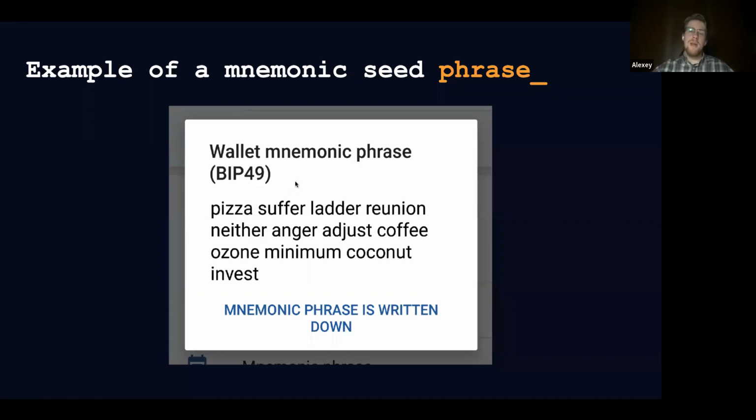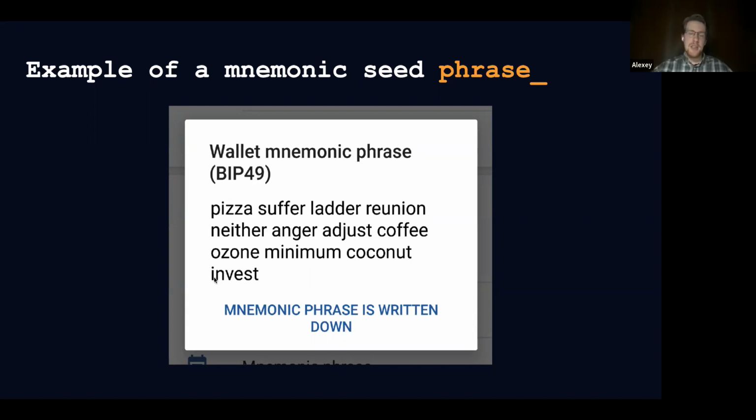This mnemonic phrase was generated with the BIP49 standard, and BIP is Bitcoin Improvement Proposal number 49, which basically describes the algorithm for generating this mnemonic. The reason why these improvement proposals are often specified, and why it is important to know the specific proposal, is because they can be different, and you cannot just generate, I don't know, random words and say that this will be your mnemonic phrase. This is not a password.